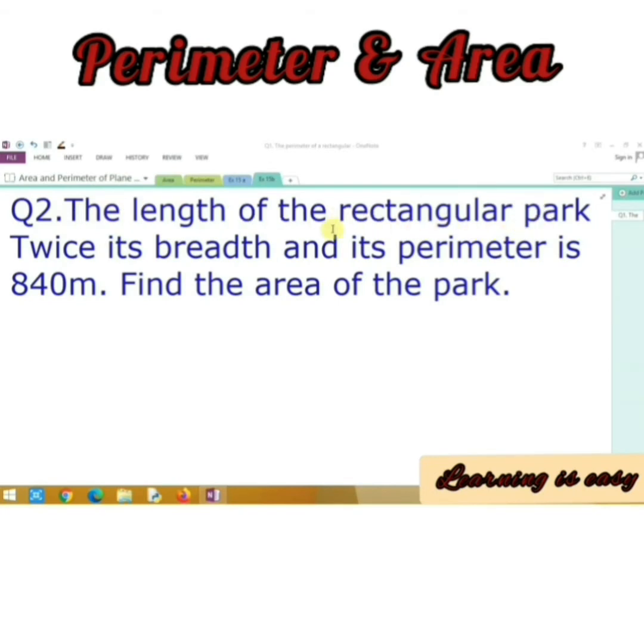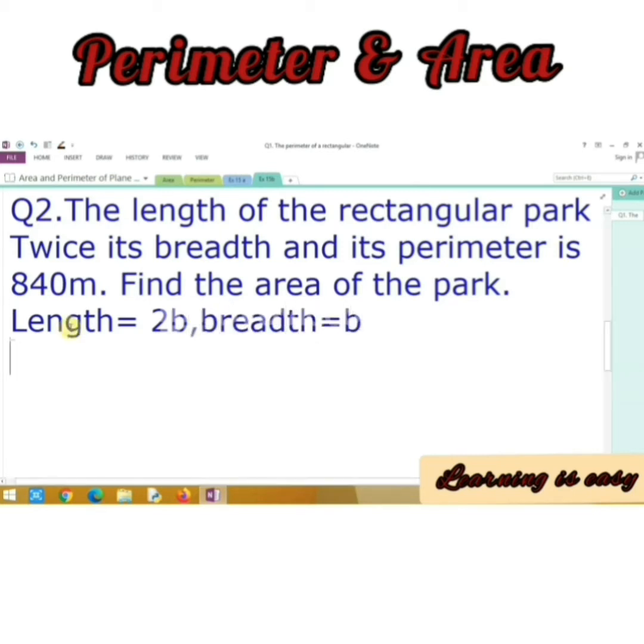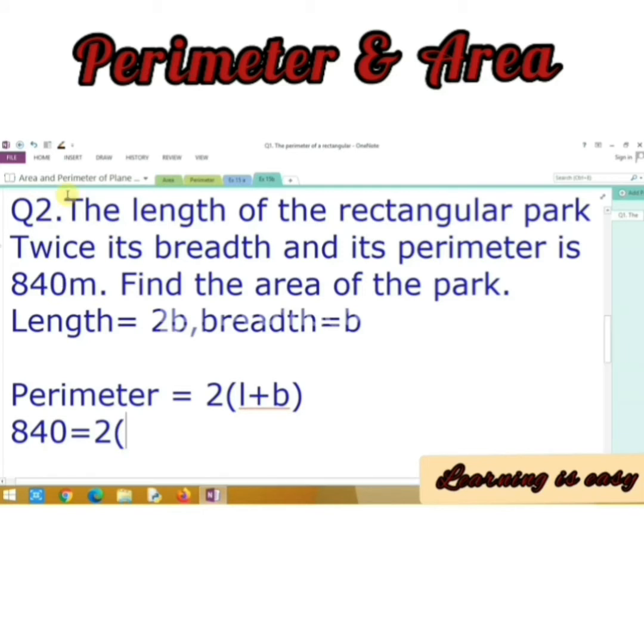Question 2, again a rectangular park, have a length which is twice that of breadth. So the relationship is given. Length is 2 times breadth. Let's have breadth as b, so length is going to be twice the breadth, 2b. And perimeter of the park is already given. That's the LHS. So 840 equal to 2 into (length is 2b plus breadth is b).